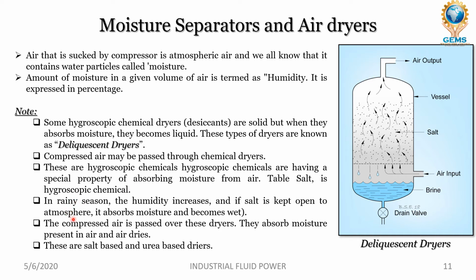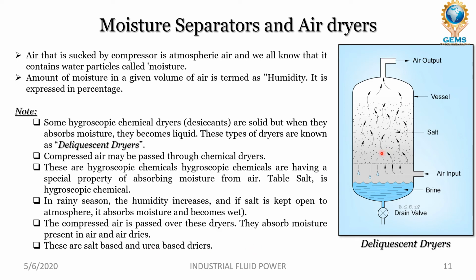During the rainy season, the humidity increases in the atmosphere, and if salt is kept open to the atmosphere, it absorbs moisture and becomes wet. So the compressed air is passed over these types of dryers. They absorb moisture present in the air, and the air becomes dry. These are salt based and urea based dryers.